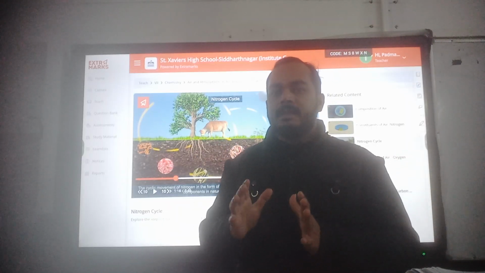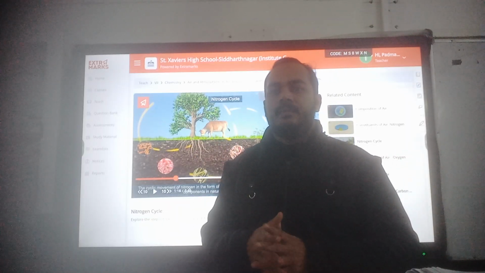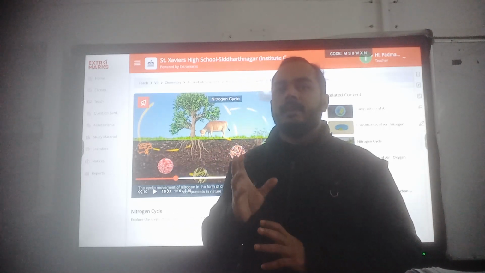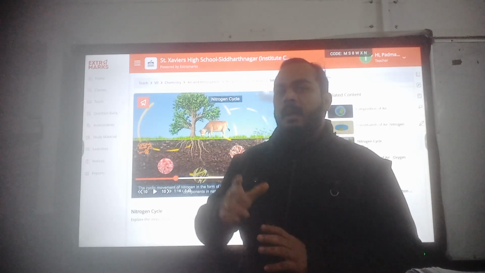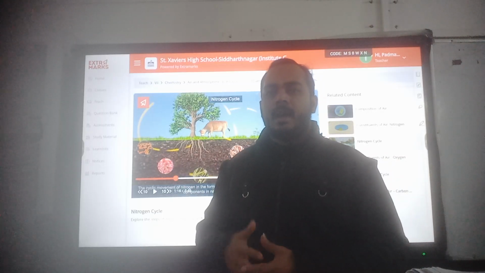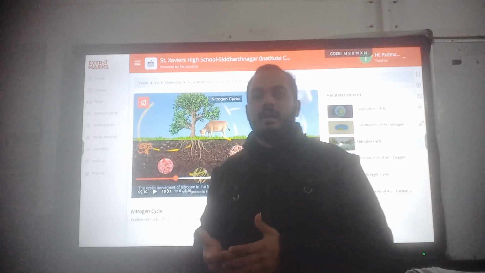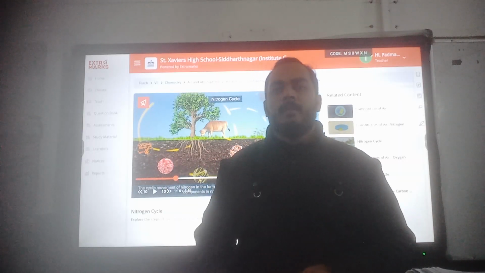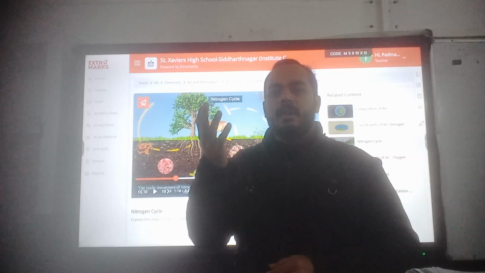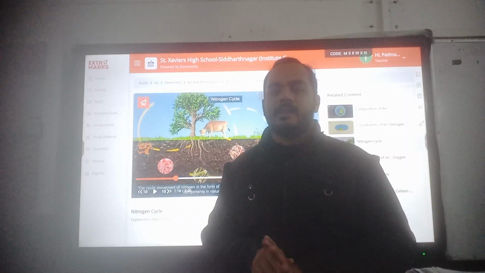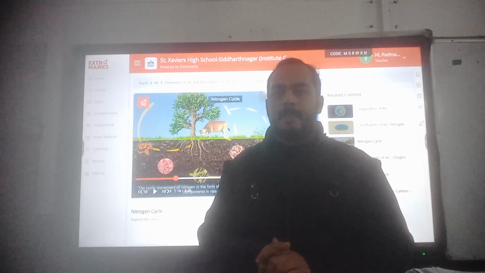So nitrogen cycle means the cyclic movement of nitrogen. That means the series of processes in which nitrogen is interconverted in the environment through some actions and some biological processes, and after this goes back to the environment, that is, into the atmosphere. This type of cyclic movement of nitrogen is called the nitrogen cycle.